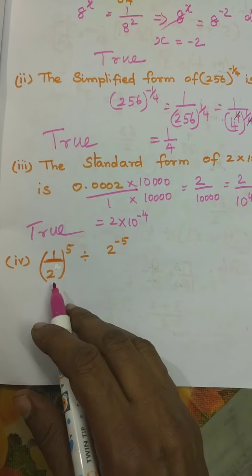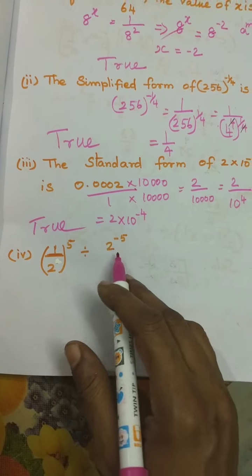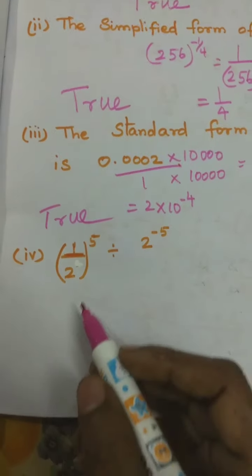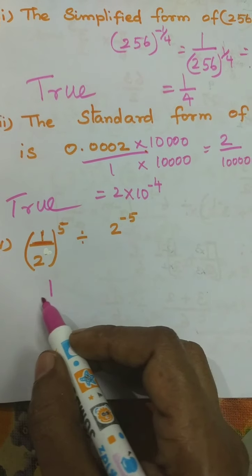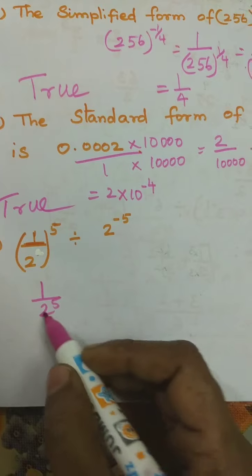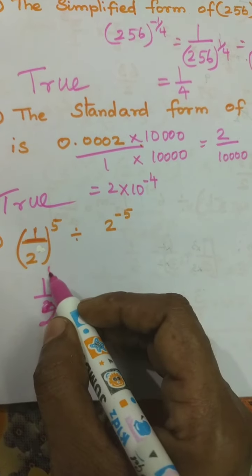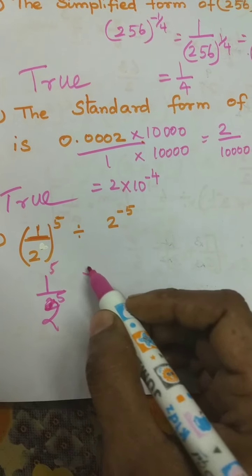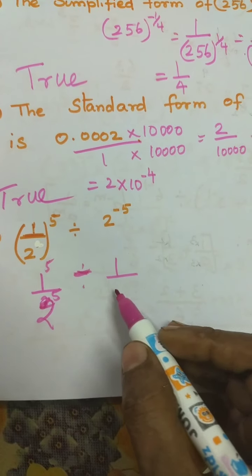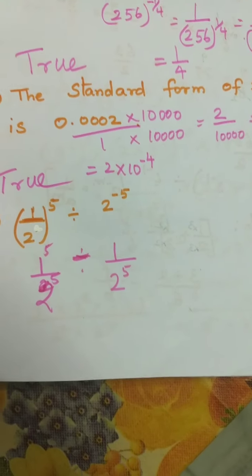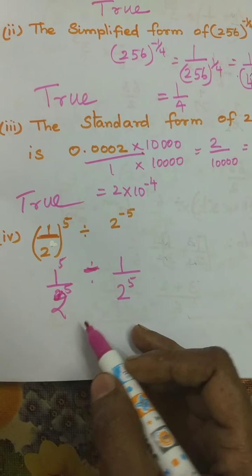Okay, then take this. 1 by 2 the whole power 5 divided by 2 power minus 5. How do you write this? First you have to make this as positive power. 1 by 2 power 5 it will come. 1 power 5 is 1. So 1 by 2 power 5. Then divided by, make the exponent positive. So it will come as 2 power 5. Now you divide this.